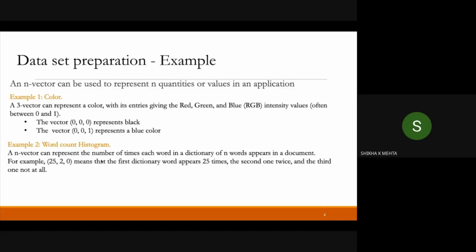Similarly, in a dictionary, as in the last class also we discussed this example, using a histogram we can define the number of words that appear, so the frequency of each word. So where do we use this word count histogram? What kind of applications do we use it in? We use the word frequency count in document clustering or document classification.